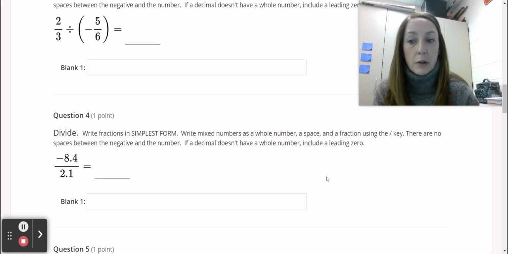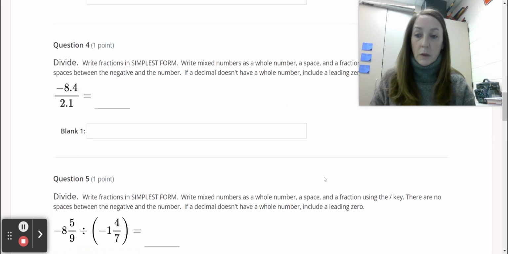Question number 4 is also division. Remember, a fraction bar means divide. Don't forget to apply the positive and negative rules. In fact, you should probably do that first, get your positive or negative all set, then go ahead and solve to get your final answer.